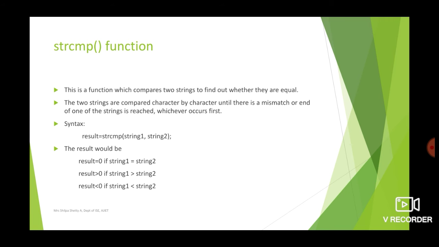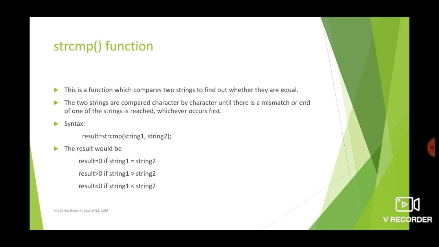The syntax is result = strcmp(string1, string2). This function returns an integer value, so you take a variable called result, which should be declared as an integer. So result = strcmp(string1, string2). Now the result can take any of these values: it can be equal to 0, greater than 0, or less than 0. When the result is equal to 0, it means the two strings are equal. For example, strcmp of "after" and "after": both are "after", so they are the same and the output would be 0.